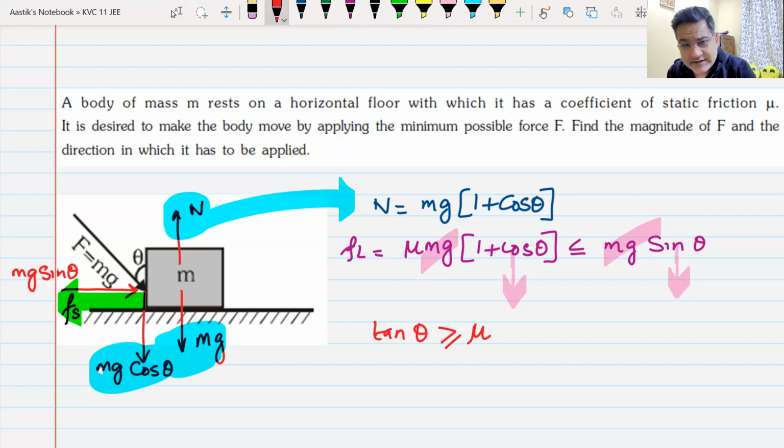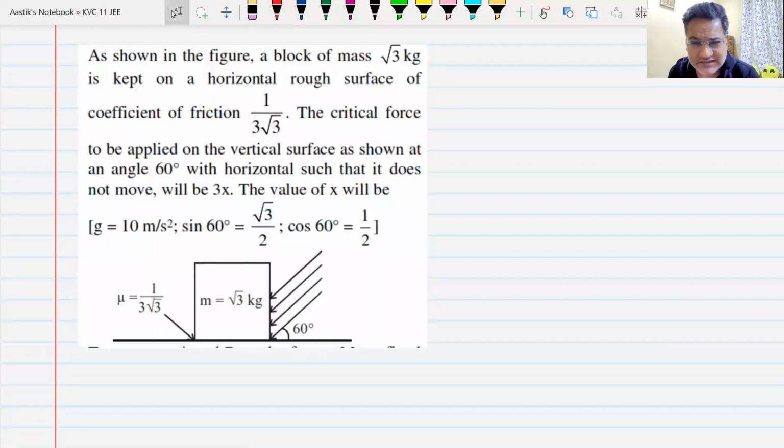Once you get the value of tan theta, you can find out the value of this force. Once you know the value of tan theta, you know the angle at which this force has to be applied. That was what you're supposed to do. And that was the exact question that came in last year's JEE. This was the exact question. Even the language is exactly same.